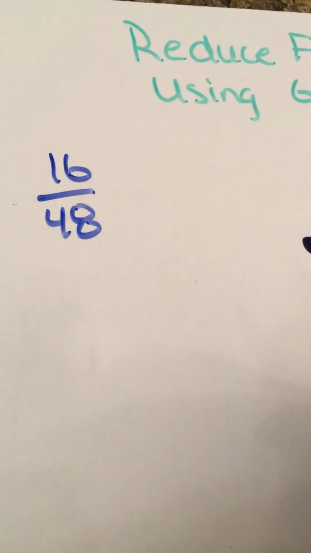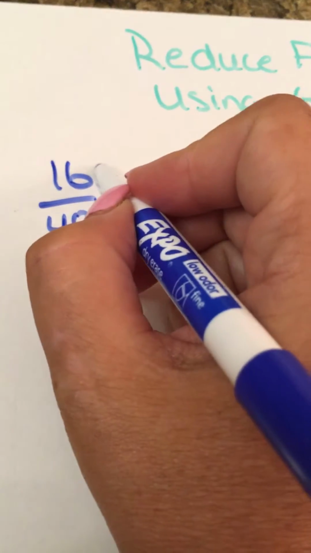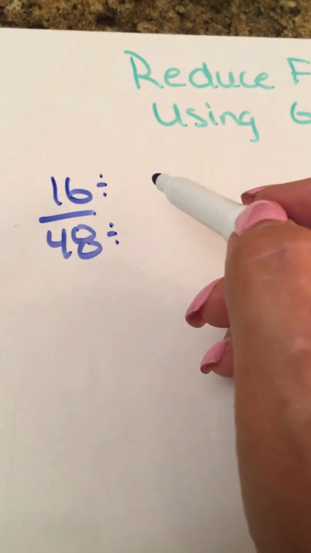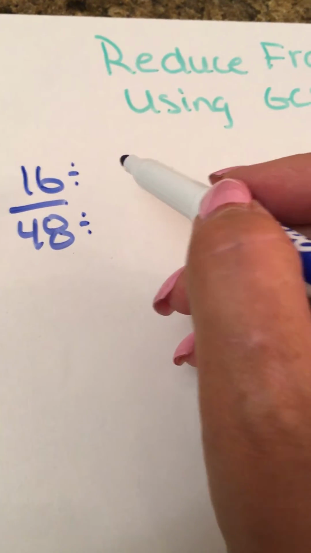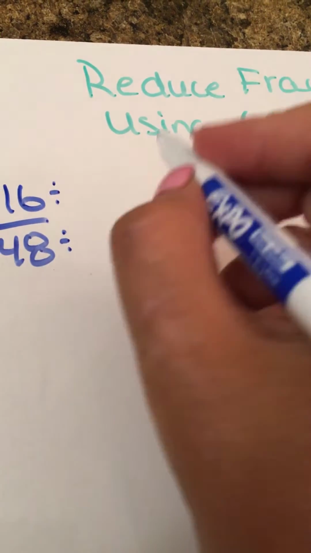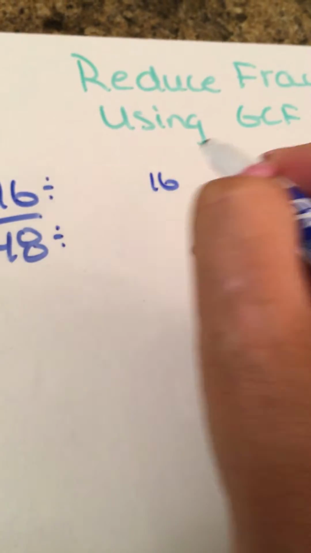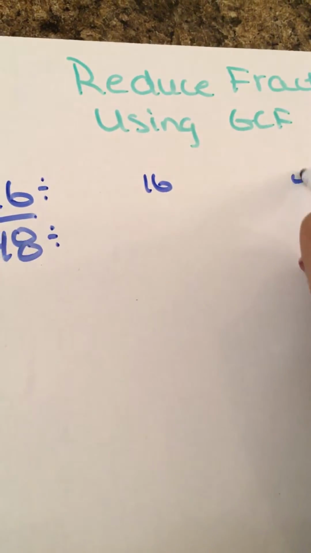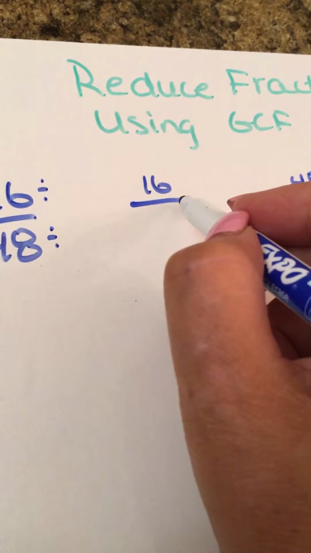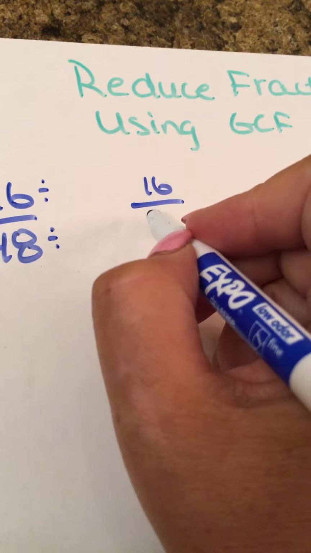All right. We need to reduce it, so we're going to divide it. 16 over 48. We're going to divide it by the same number, but we don't know what that number is just yet. So we're going to go to our GCF, and remember F means factor, not fraction. So we need to find all the factors, all the smaller numbers that multiply to make the bigger number. This line is not a fraction line, it's just separating things.